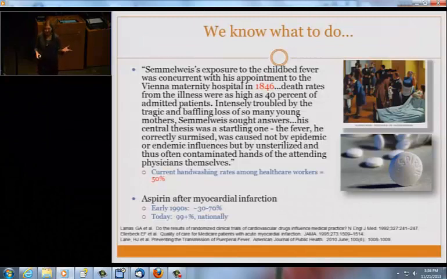Aspirin after myocardial infarction, in the early 90s, we were giving it to about 30 to 70% of patients who left the hospital after an MI. We've known that aspirin has been good for people for a very long time. So why didn't we do it? Is it because the internist back in the 90s would say, yeah, they don't need it, they'll be okay? Or the nurse who was discharging the patient said, no aspirin. Why didn't we do it? We forgot. We forget.